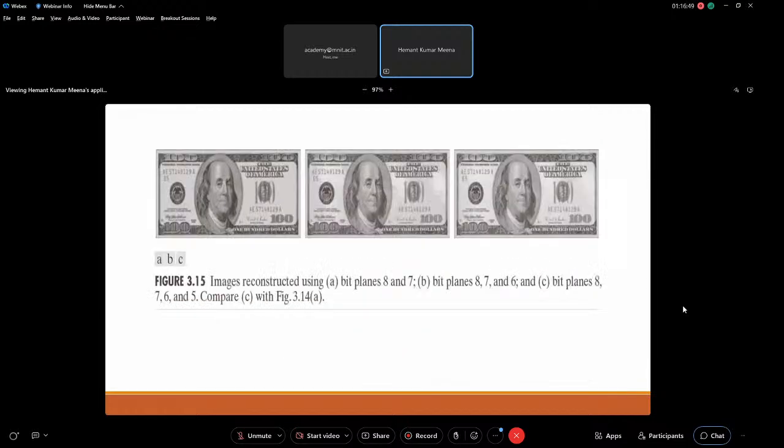So using different bit plane slicing, in the first pod, bit planes 8 and 7 are being emphasized. In the B pod, in addition to 7 and 8, bit plane 6 has been highlighted. And in the C, the fifth one has also been sliced. So you can easily see the change in the information where it is easily visible.